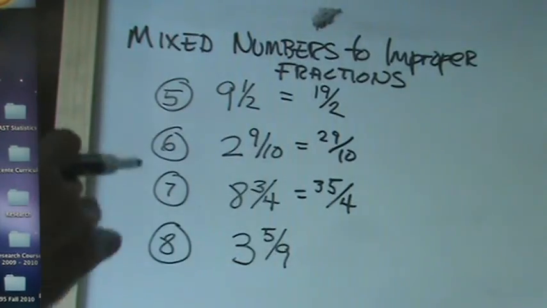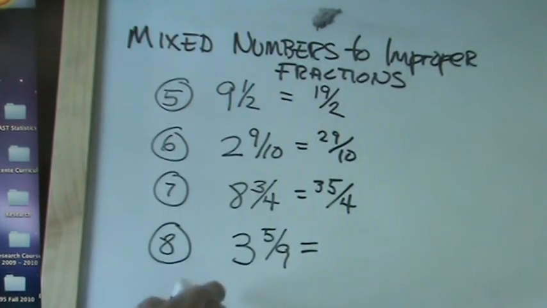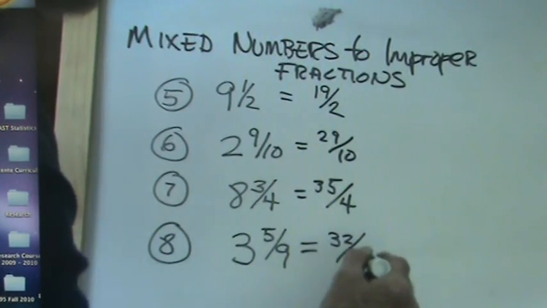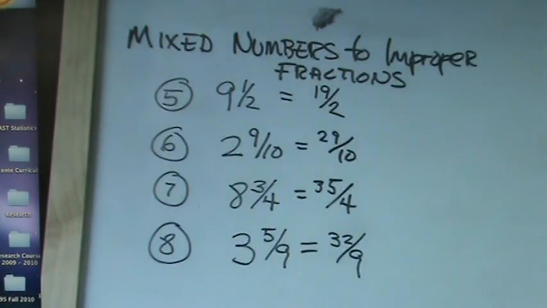Of course, again, you've got to know your multiplication tables. It's just absolutely critical. And the last one, 3 5/9. We multiply the denominator 9 times 3, that's 27. 27 plus 5 is 32 ninths. Excellent.